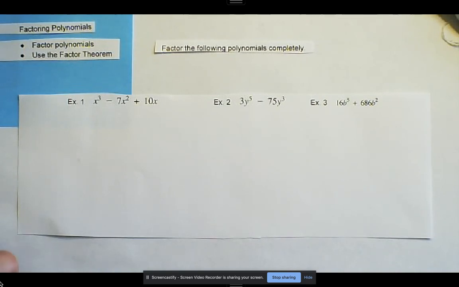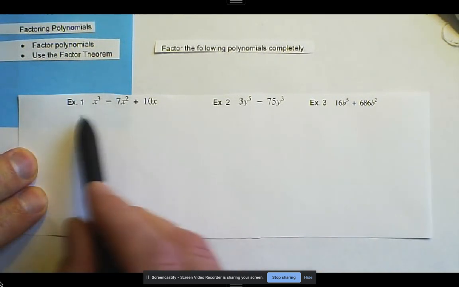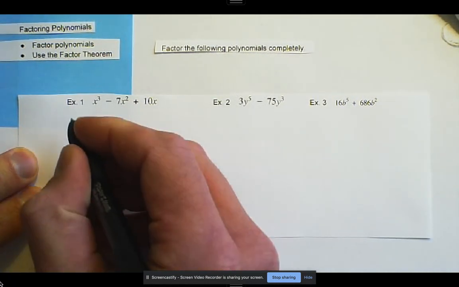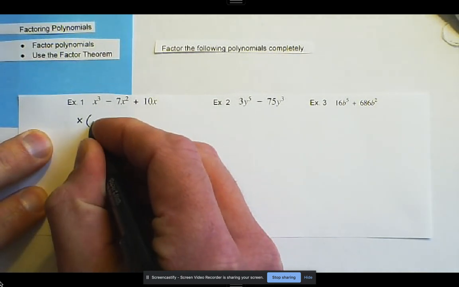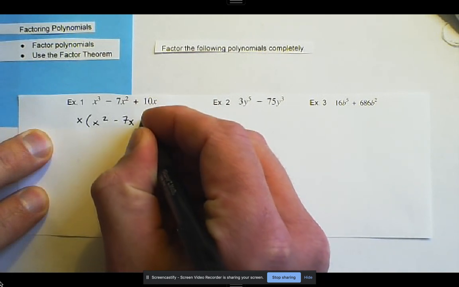Here we're talking about factoring polynomials, and we have a couple of polynomials here that we can factor. So if we look at example 1, we can see that each one of these terms has an x in it, so we can take an x out, and that leaves us with x squared minus 7x plus 10.